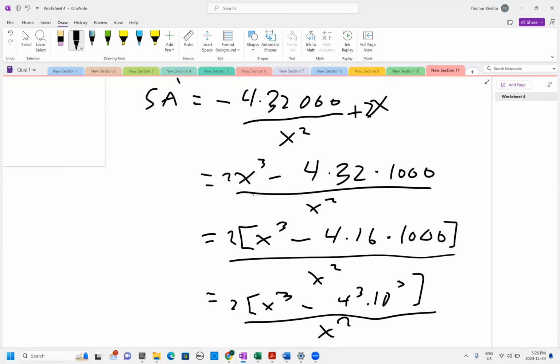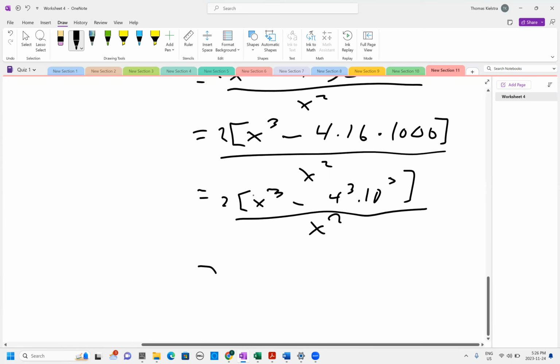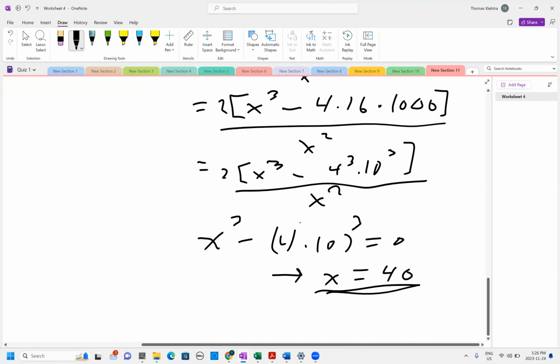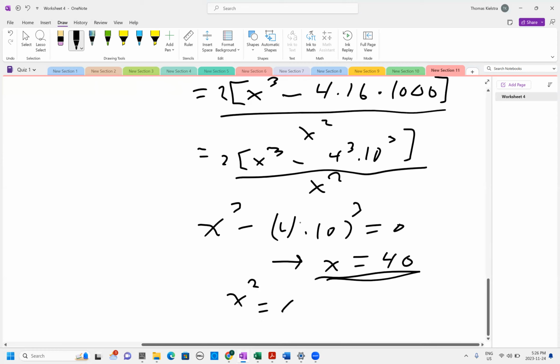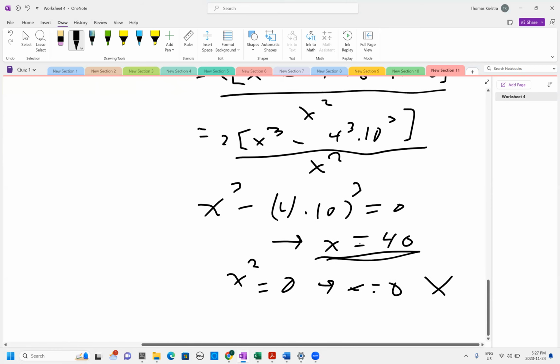Now, if we recall, our critical values are when our numerator equals 0 or our denominator equals 0, and we're within our domain. First, looking at when the numerator equals 0, x cubed minus 40 cubed equals 0. This implies that x equals 40. So one of our possible values is 40. The other possible value is from the denominator of x squared equaling 0, or x equaling 0. But this is not in the domain, so we can ignore it. So our only potential value is 40.